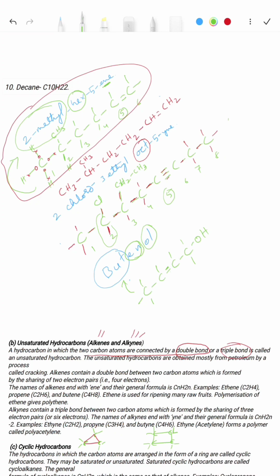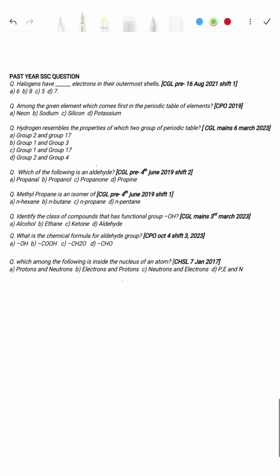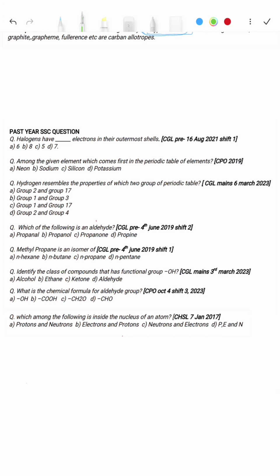Now let us solve the practice questions. The SSC question number one is: halogens have dash electrons in their outermost shell. Halogens are group 17 elements. Just take any example, whether it is fluorine or chlorine. We have taken the example of chlorine in the discussion, so let us take chlorine. Chlorine has the electron configuration 2, 8, 7. Since chlorine has 7 electrons in the outermost shell, the right answer is 7.